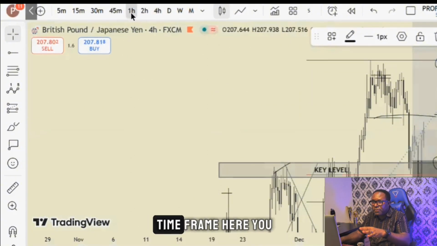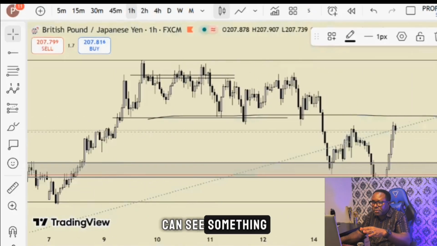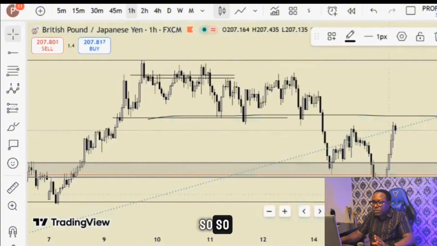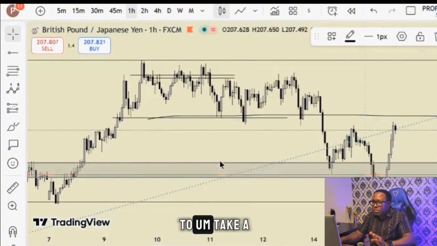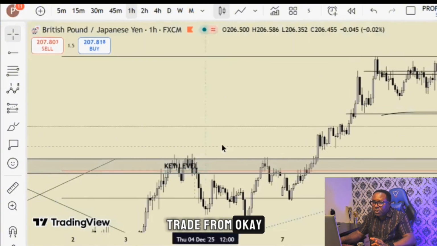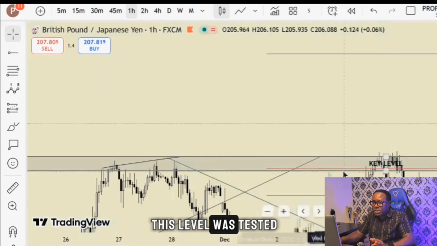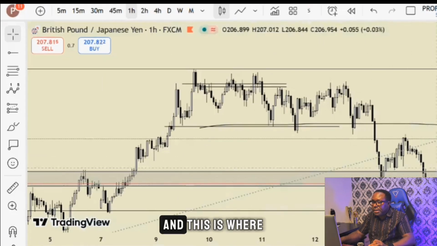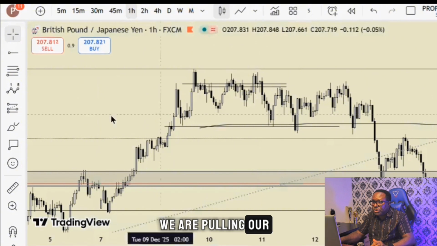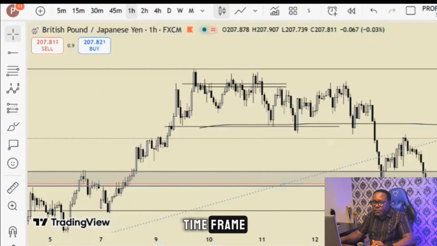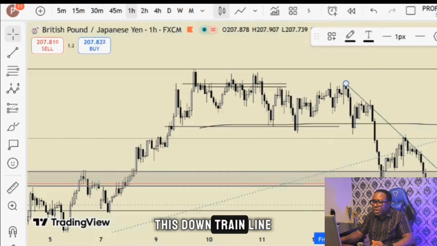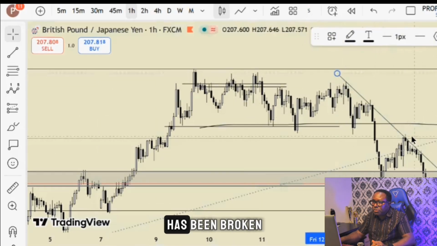But moving to the lower time frame here, you can see something. Price has done this W pattern, which is so nice for you to take a trade from. You can see how this level was tested, retested, it broke it, came back to it again, and this is where we are pulling our trigger. On the 1 hour time frame, you also see that this down trend line has been broken. This is a counter trend line break.